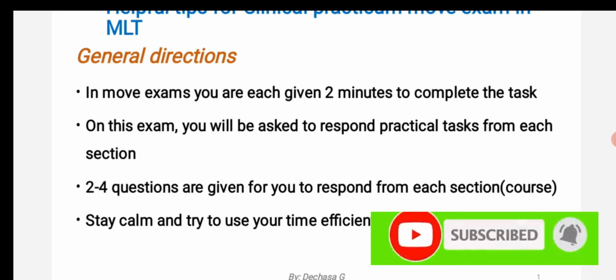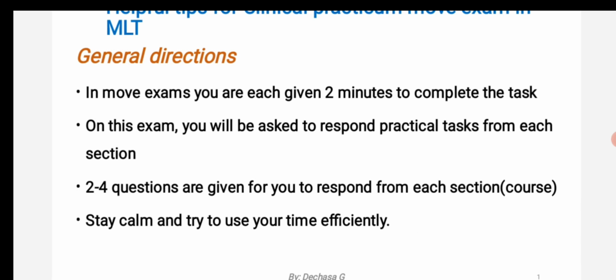So let us see the general directions. Move exams are usually practical exams, and sometimes some of them will present the theoretical parts, but usually we will be asked the practical ones. We may be requested to demonstrate the actual procedures, especially diagnostic procedures and microscopic exam reports.